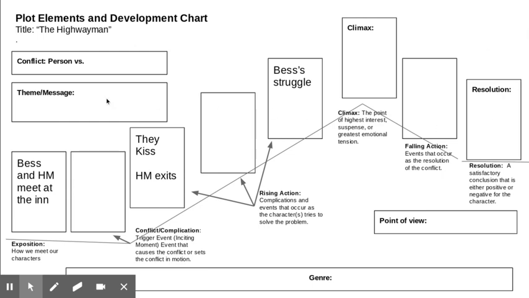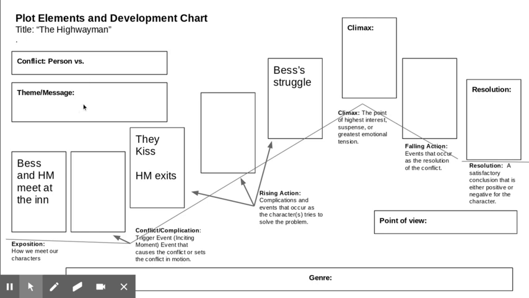Okay, so we just want you to work through this and then think about, what is the real conflict? Person versus what? Is it person versus person? Is it person versus society? Like they're taking on a large group in law, or is it person versus self? What is the true conflict in this piece? And then what might be a life message or a theme?